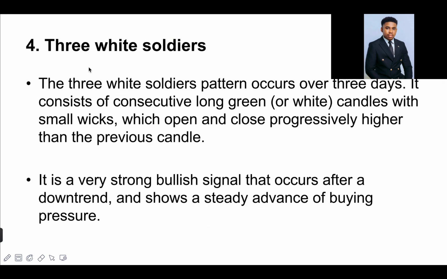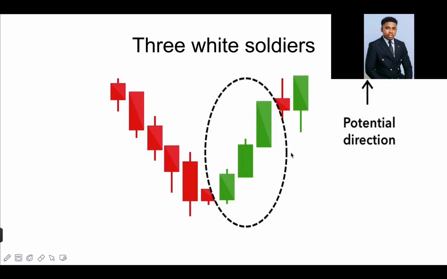Next, we have the three white soldiers. It's also a candlestick pattern which occurs over three days or three candles. It consists of consecutive long green candles with small wicks which open and close progressively higher than the previous candle. It's a very strong bullish signal that occurs after a downtrend and shows a steady advance of buying pressure. So this is what the three white soldiers look like.